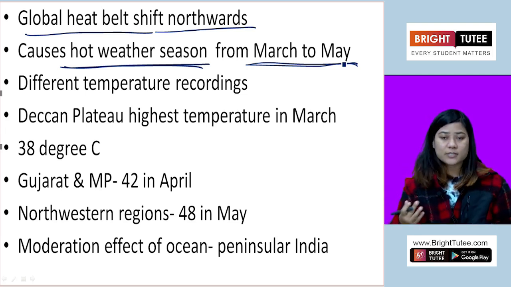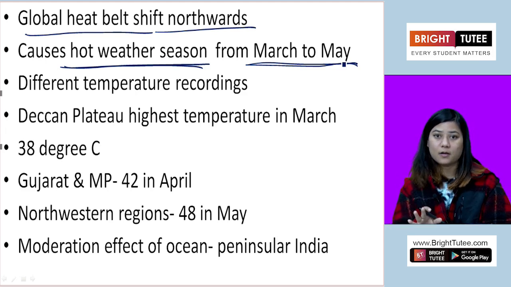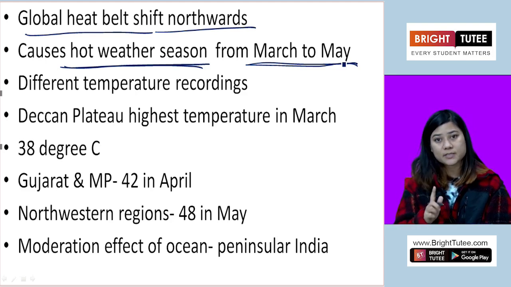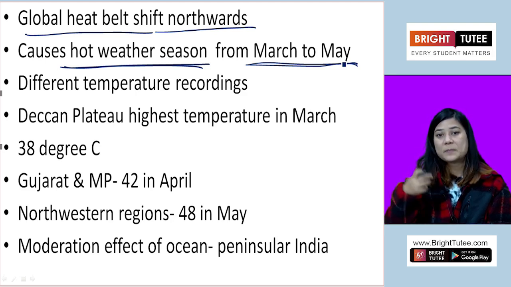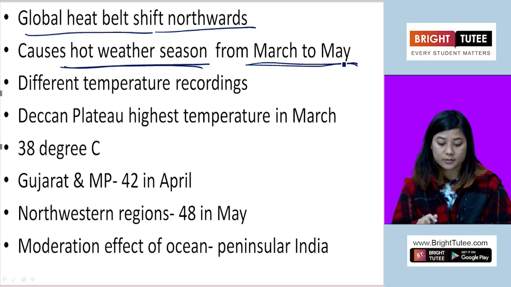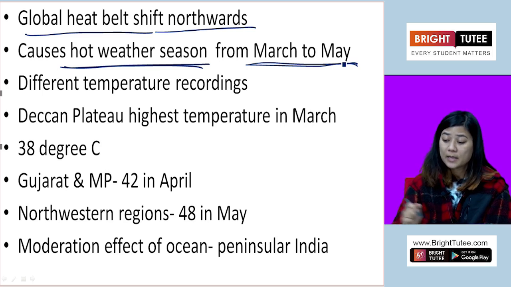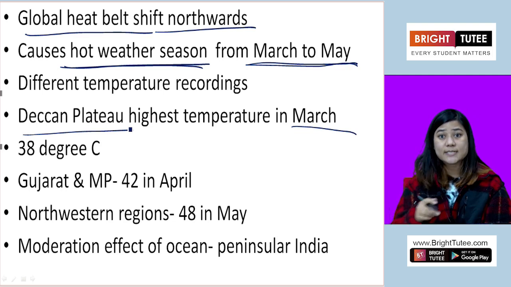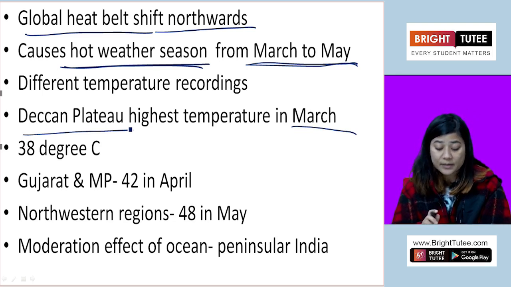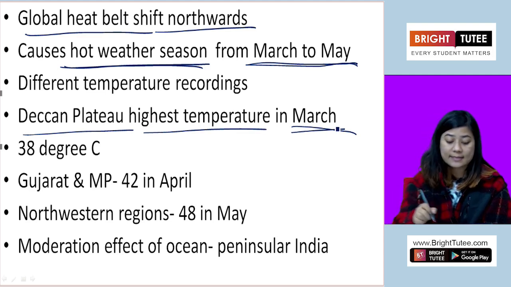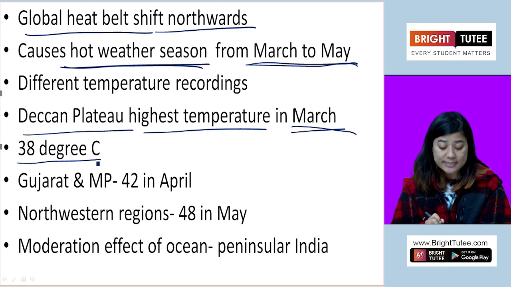Okay, it's not the same. Although all the states experience a hot summer season, the temperature recorded in each state varies. The temperature recorded in each region is different from one another. That is why in the month of March, the Deccan Plateau, we know where the Deccan Plateau is, right, in the peninsular part of India, the highest temperature that it experiences is in March, and that is 38 degrees Celsius.